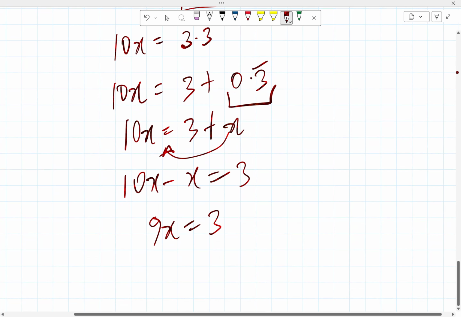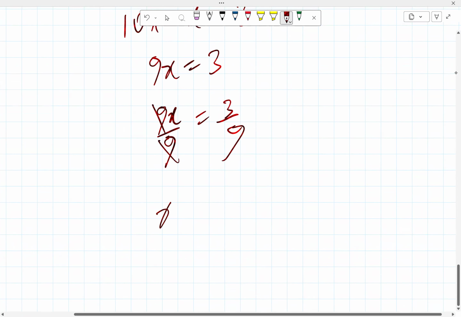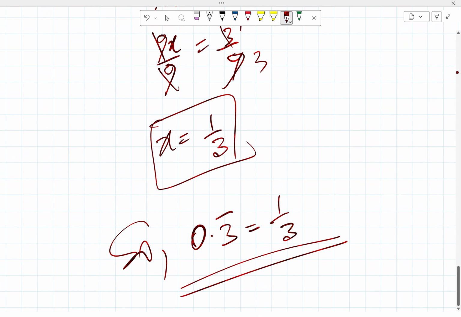So we then have 9x is equal to 3. If you divide both sides by 9, so that you can get x, you have 9x over 9 equals 3 over 9. So this cancels this. So x is equal to 3 here is 1, 3 here is 3. So x is 1 over 3. So we can simply say that the recurring decimal 0.3 bar is equal to 1 over 3. So that's the essence of this.